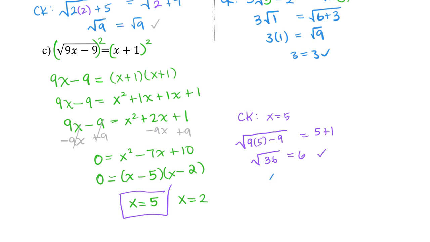Let's check x equals 2. So 9 times x minus 9 equals 2 plus 1. What is that? 18 minus 9 is 9. Is the square root of 9 3? Yes. So both of my answers happen to work here, but remember it is actually pretty uncommon for both answers to work.